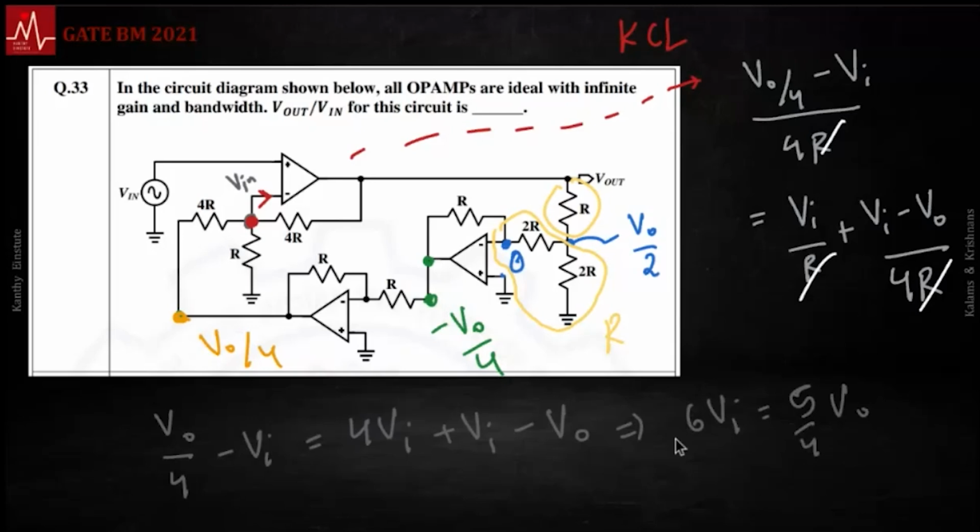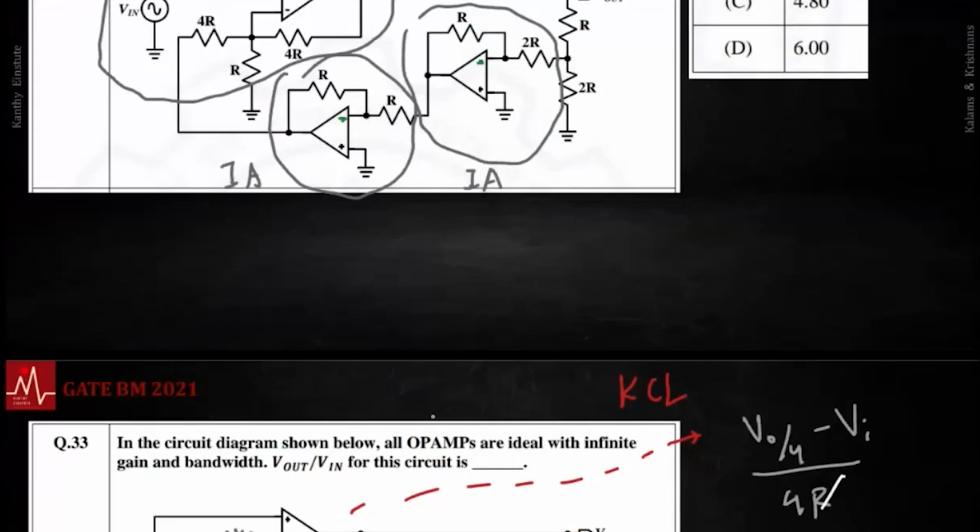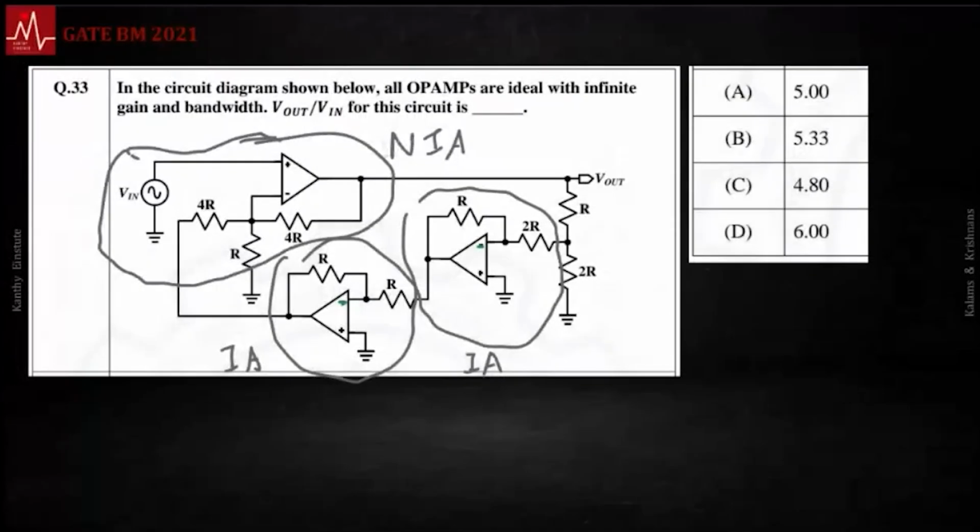V naught by Vi is 6 into 4 by 5, which is 24 by 5. 5 by 5 is 5, 20 by 5 is 4, so this is closer to 5. Can you tell me what that is? 24 by 5. Yeah, 24 by 5 is 4.8. This option.